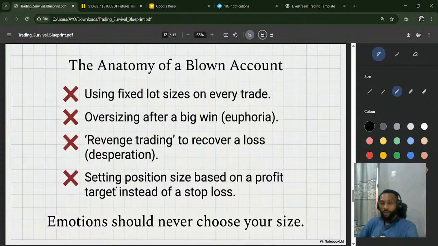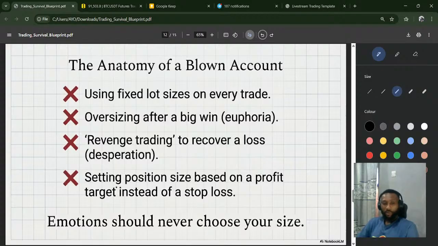And remember oversizing after a big win, like I said before. Don't oversize. Then setting position size based on the profit target instead of a stop loss. That's so wrong. You shouldn't do that.